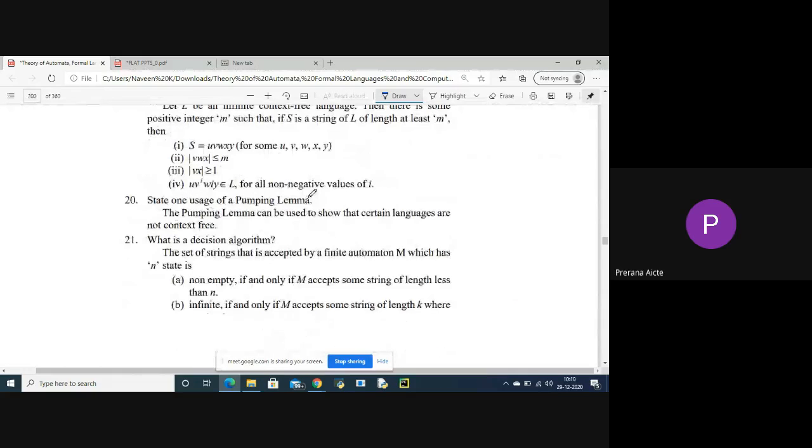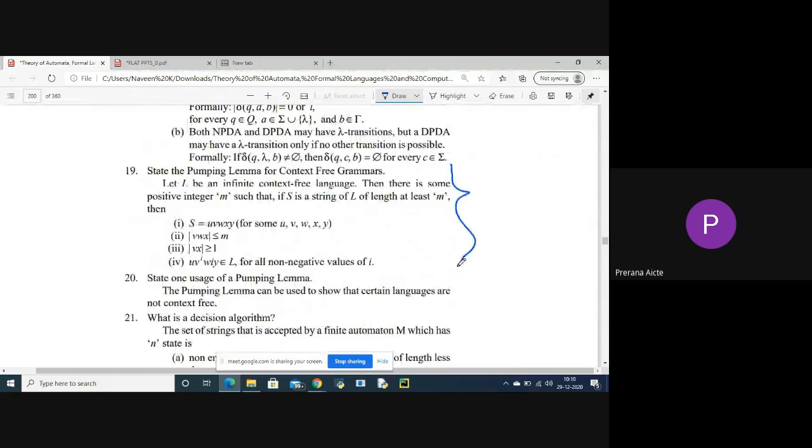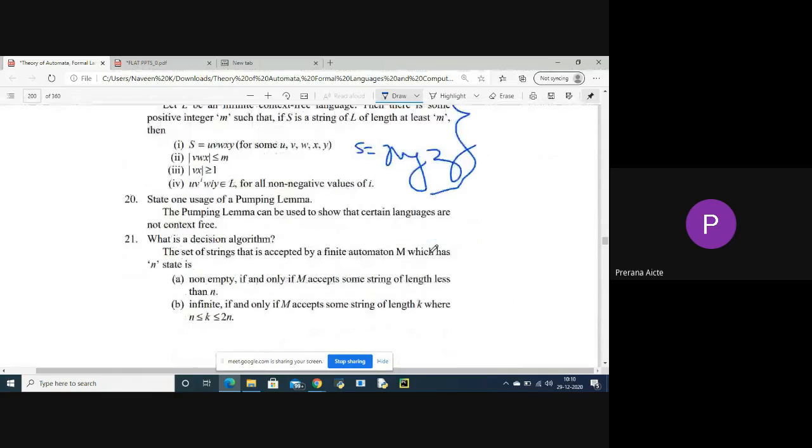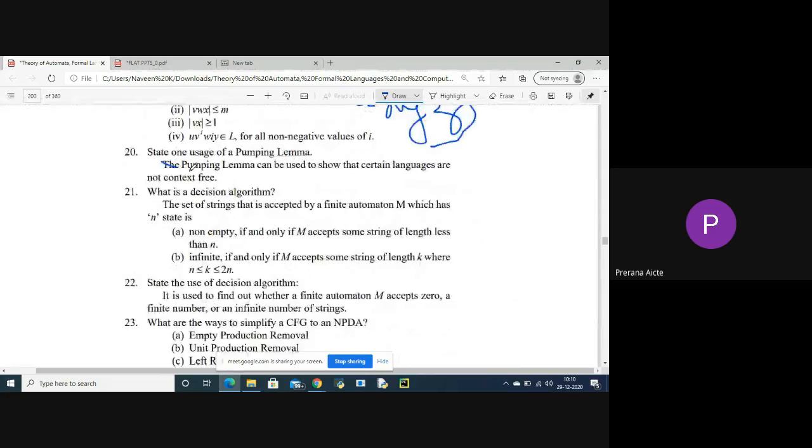So the pumping lemma of context-free languages is here. In the same manner, the pumping lemma of regular languages: S is equal to X, Y, Z or any three characters. The pumping lemma can be used to show that certain languages are not context-free. The pumping lemma can be used to show that certain languages are not regular also.